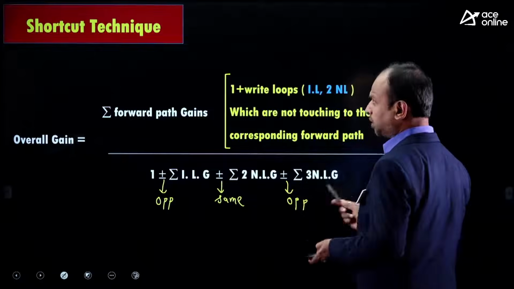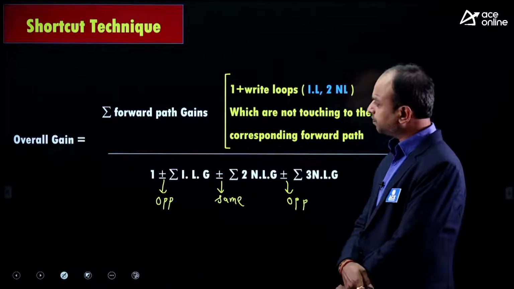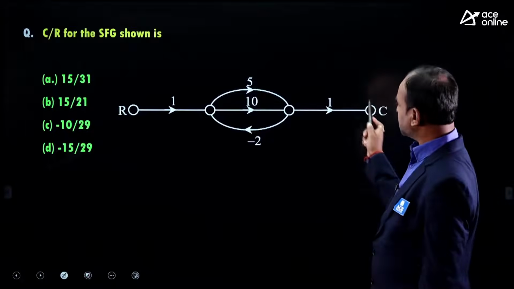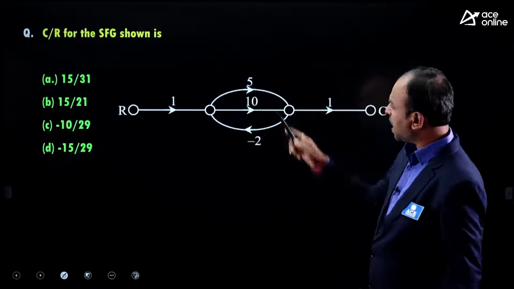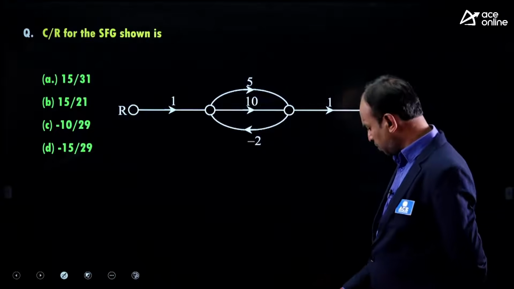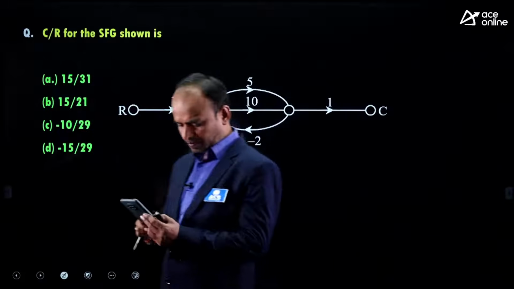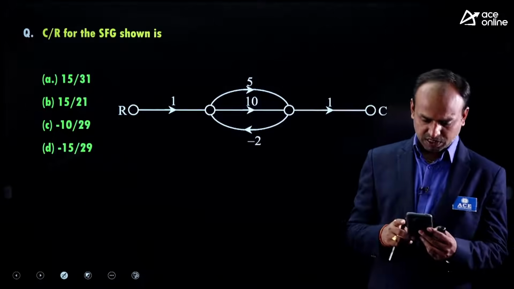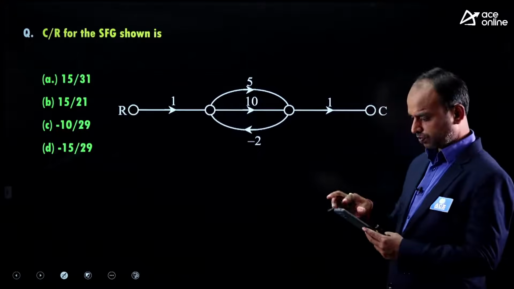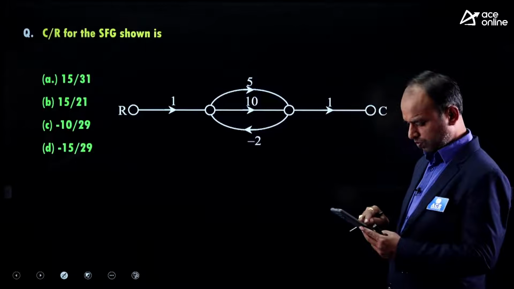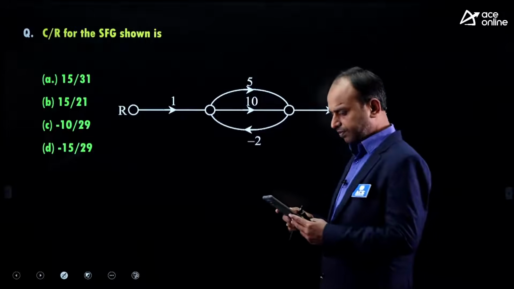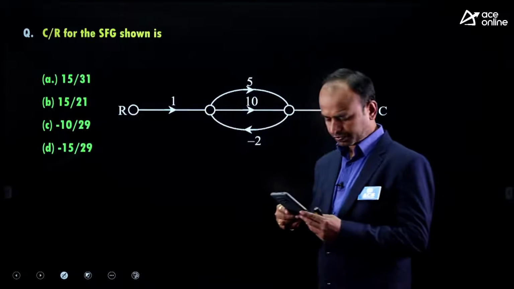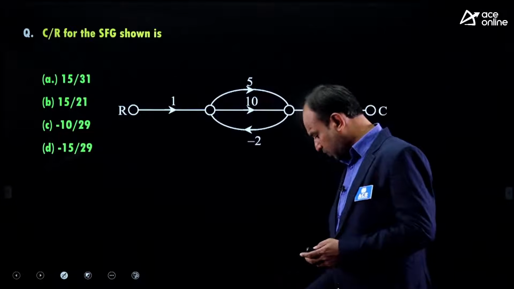Now we'll apply this shortcut to one signal flow graph question. Yes. Exams are asking C by R. Each one note C by R of this question, signal flow graph. Come on, try to do it. Follow the shortcut. Okay, fine. In fast mode, come on. Yes, I am going to solve this question here.